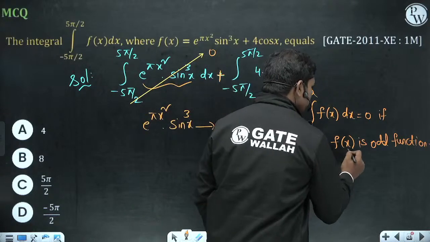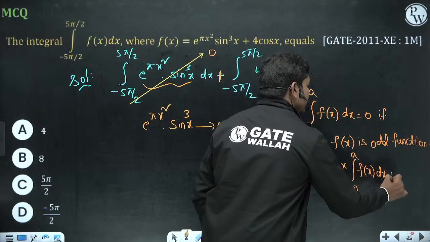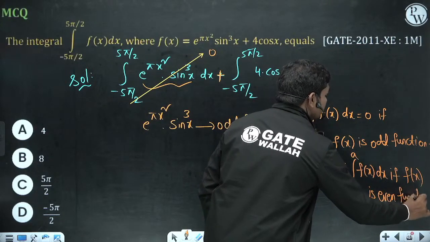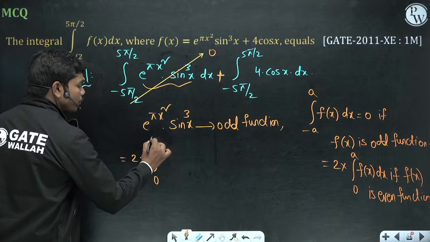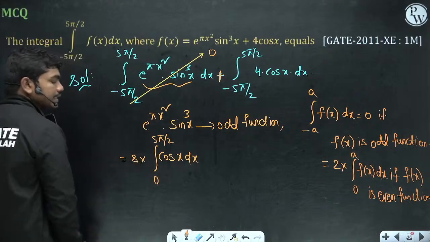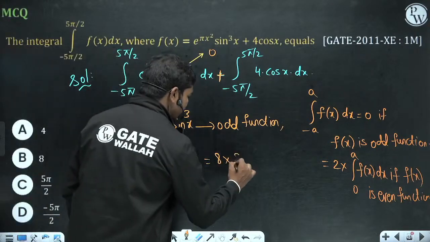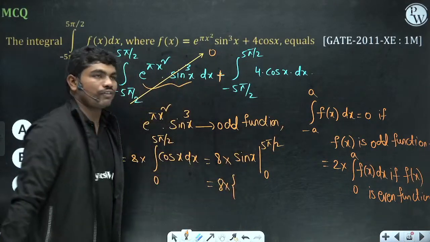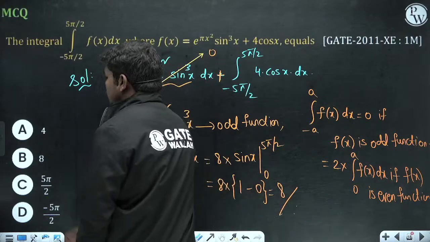And we know this is equal to 0 if f is an odd function, and this is equal to 2 times the integral from 0 to a of f(x) dx if f(x) is an even function. So now this is an even function, therefore this integral value is 2 times the integral from 0 to 5π/2 of cos x dx, into 4 which also came, so 8 actually. This 4 you can take out and multiply. So 8 times the integration of cos x, which is sin x, with limits 0 to 5π/2. So this is 8 into sin 5π/2. 5π/2 is nothing but 2π plus π/2, so that is sin π/2, which is 1 minus 0. So 8 is the correct answer.